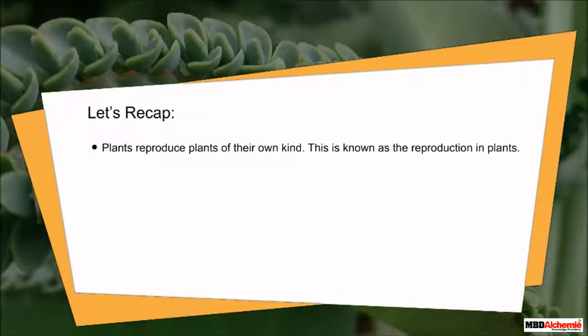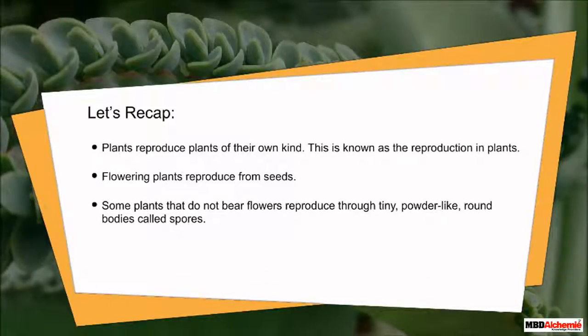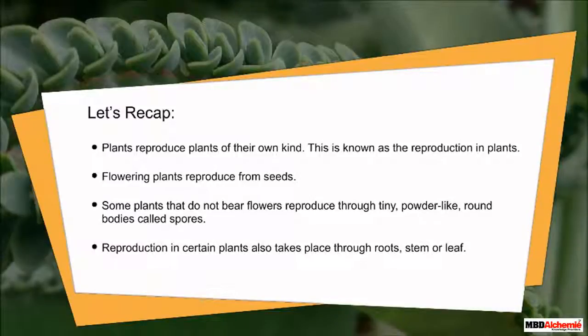Let's recap. Plants reproduce plants of their own kind. This is known as the reproduction in plants. Flowering plants reproduce from seeds. Some plants that do not bear flowers reproduce through tiny, powder-like, round bodies called spores. Reproduction in certain parts also takes place through roots, stem, or leaf.